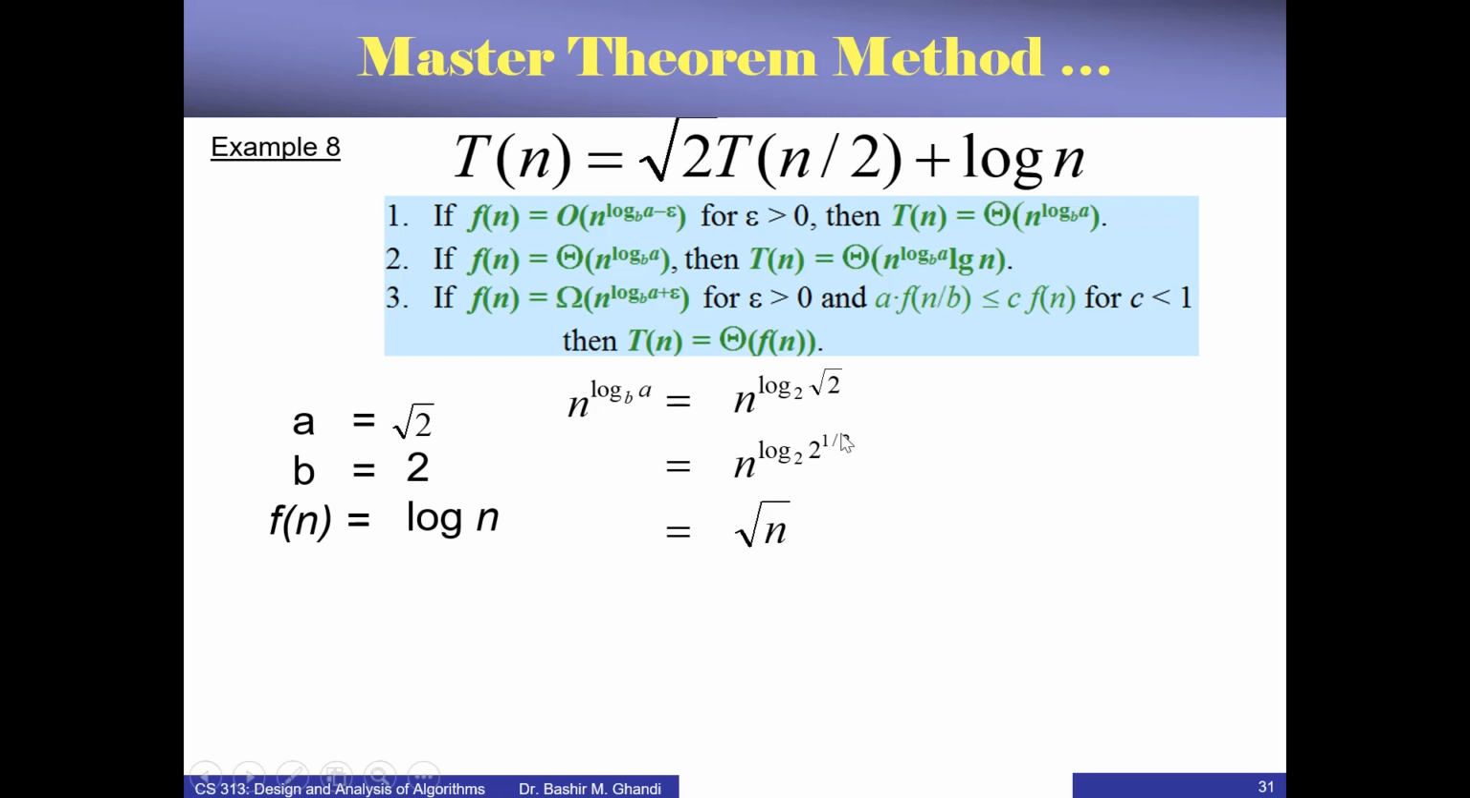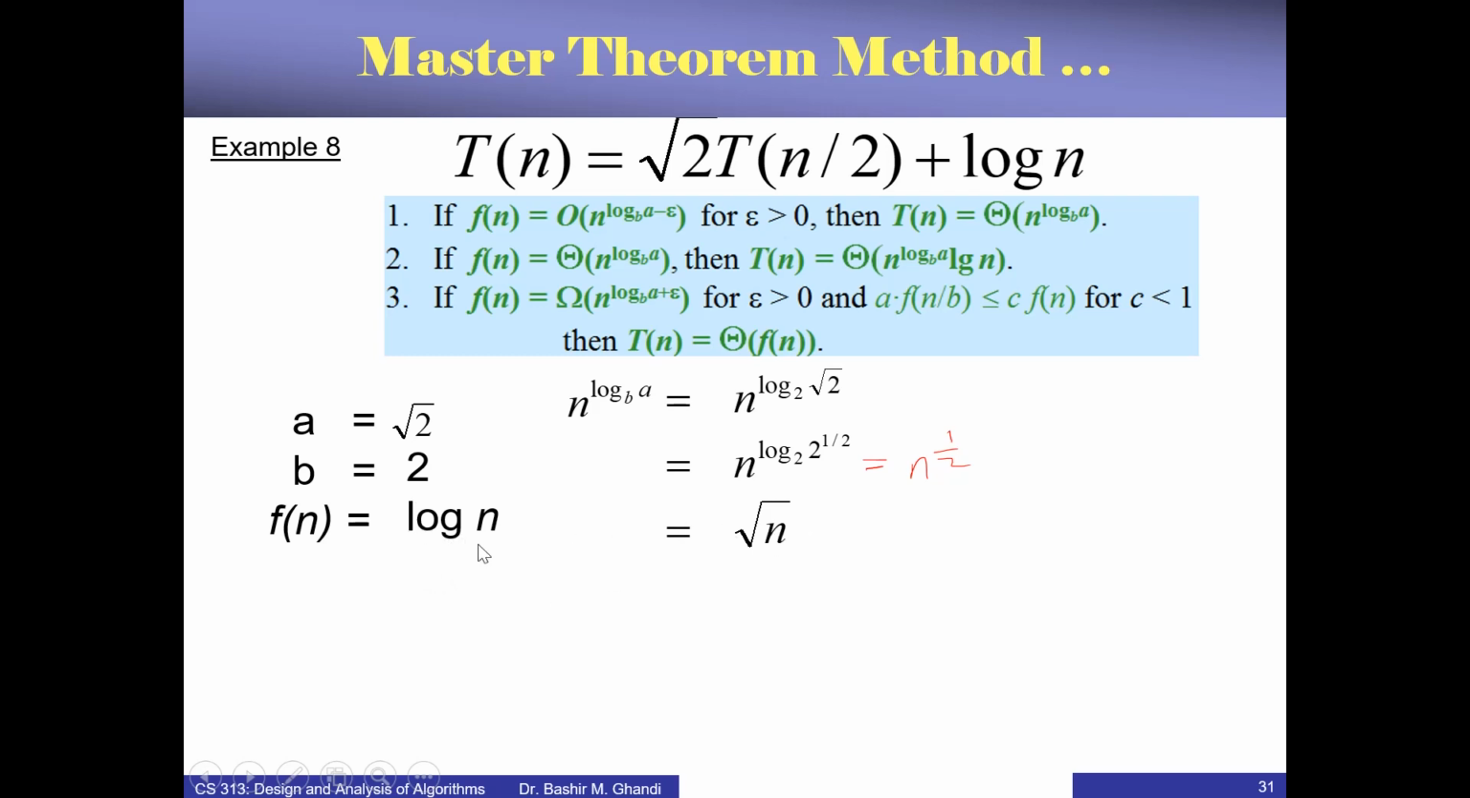But we all know root 2 means 2 to the power half. So you can actually bring the half here, and you will have log of 2 to base 2, which is 1. So you will be ending up with n to the power half, which is square root of n. So the question is, which is bigger, the square root of n or log n? Definitely square root of n is bigger than log n.